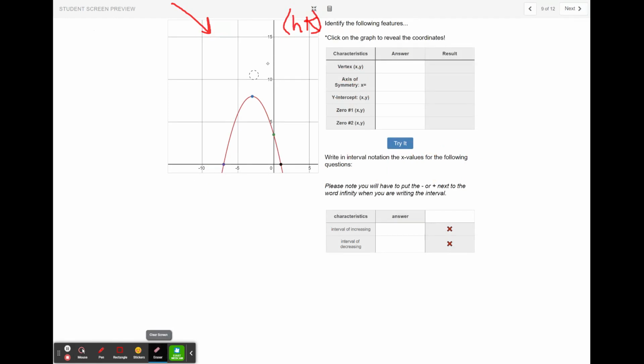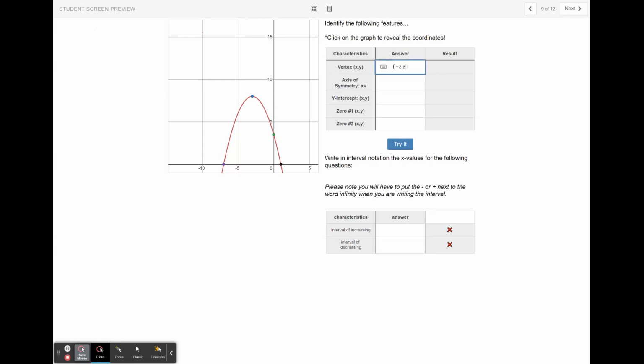All right, slide number 9, use the graph to help you, to be honest with you. These points are visible once you click on them. All you need to know is the vertex is the bouncing point. So it's going to be negative 3, 8. Now in the last 3 slides, or at least 3 or 4 slides of this activity, we've talked about the axis of symmetry. The axis of symmetry is the x value of the vertex. So in my vertex, it's going to be negative 3.